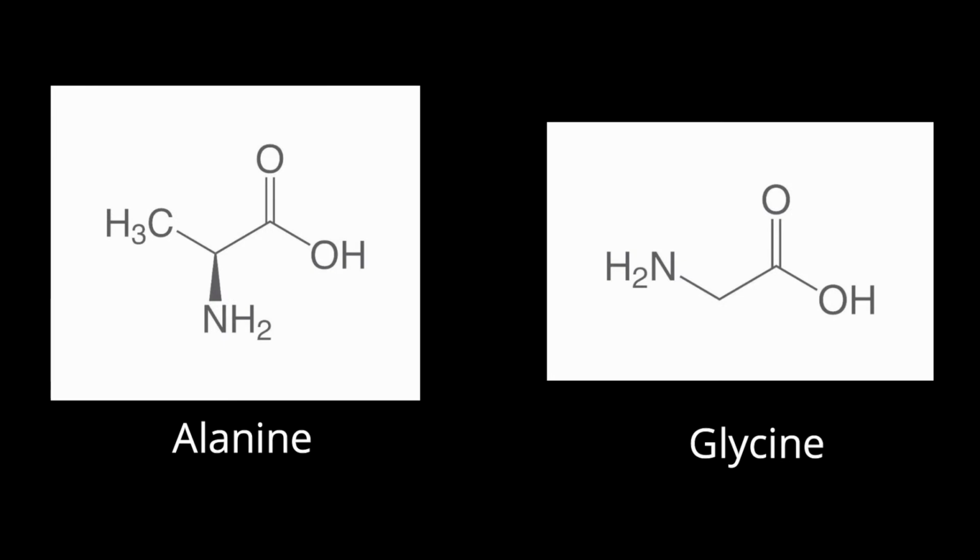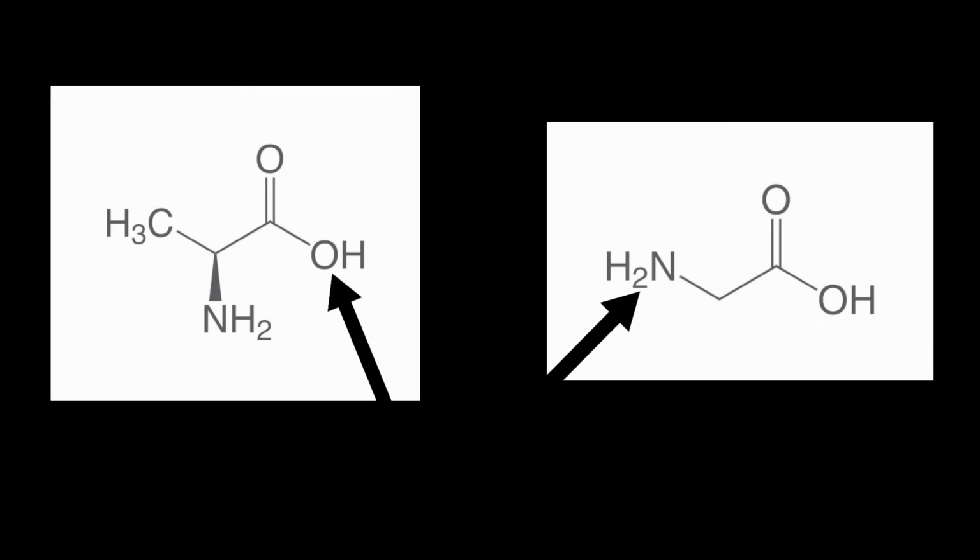In order to explain how amino acid chains are made inside a ribosome, I will take two hypothetical amino acids, alanine and glycine. Every amino acid shares two functional groups, the COOH group and the NH2 group. Let us move to the workbench to see how these two groups bond together and form a chain.